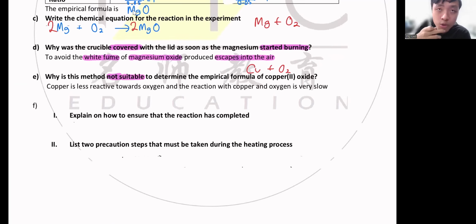Because copper is not so reactive, they shouldn't use this method. Copper is less reactive towards oxygen, that's why the reaction is very slow. Copper, silver, all these are not suitable to do this way. They do the experiment I just taught, which is the glass tube one.